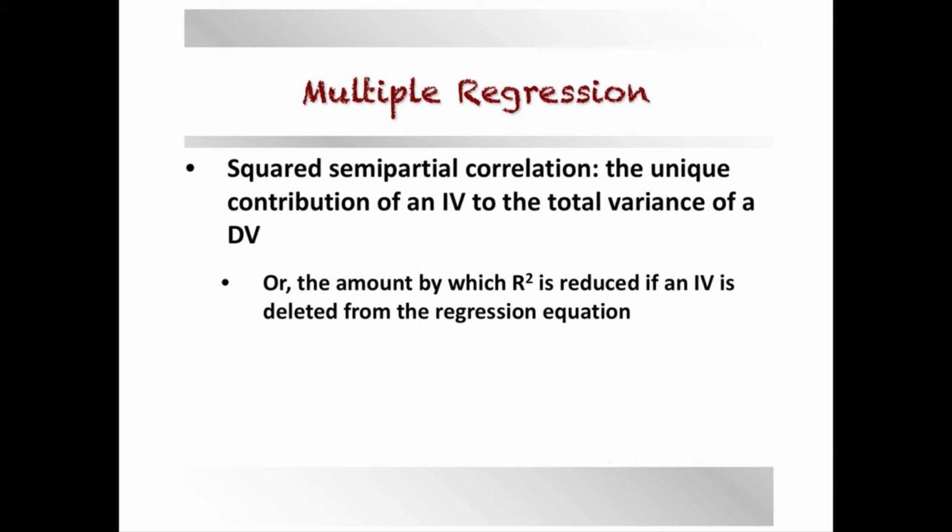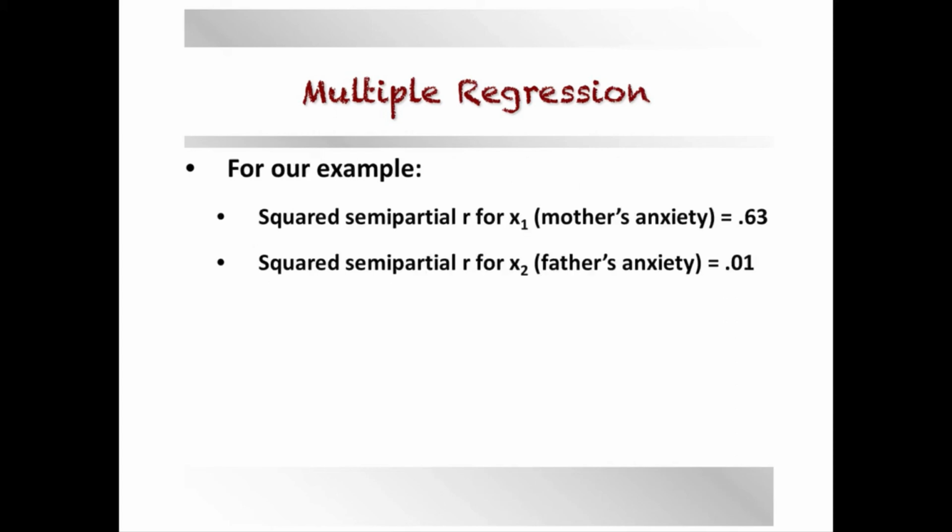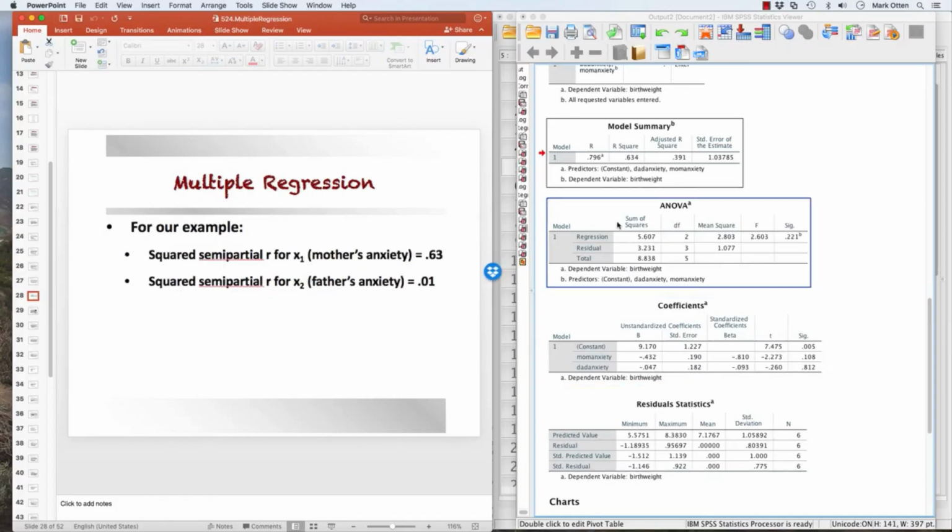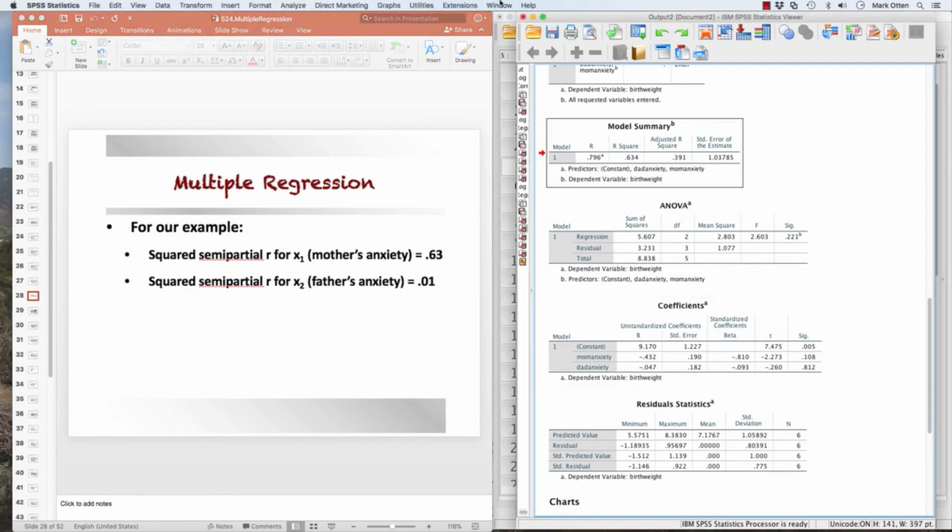How much is dad really adding to the prediction of the dependent variable is assessed by his squared semi-partial correlation with the DV. So for our example, here are your squared semi-partial correlations. You can see these, or you can get these by just squaring the semi-partial correlations that you've already calculated.